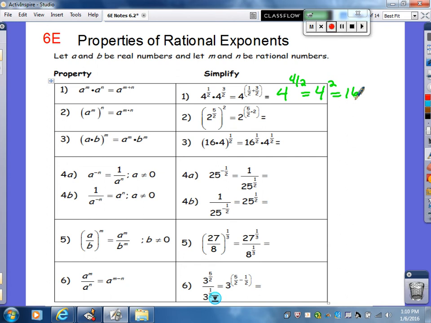Alright, a power to a power, you're going to multiply your exponents. So we're going to have 5/2 times 2, which makes 5 to the 5th power, which is 32.